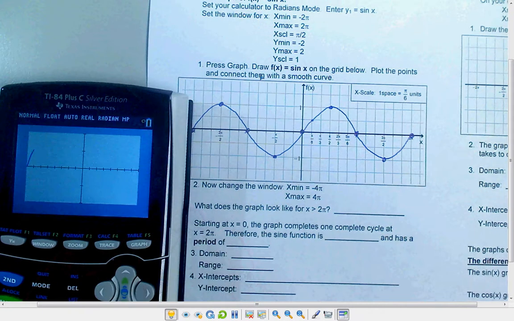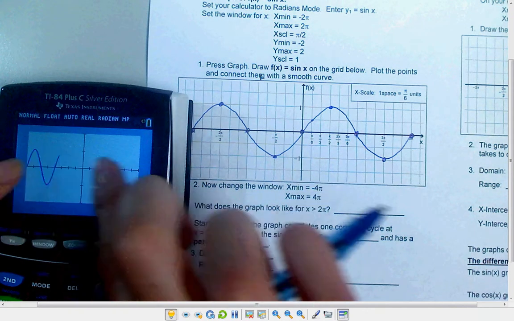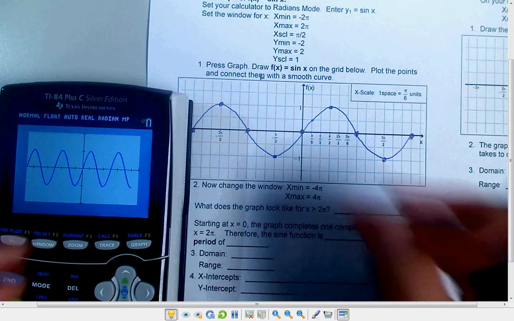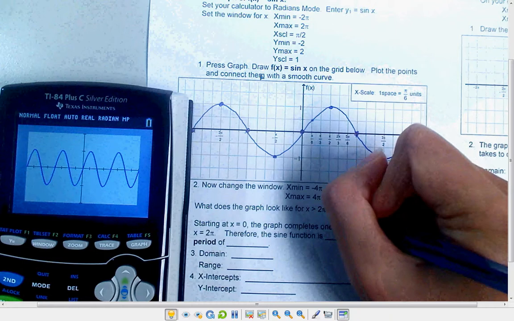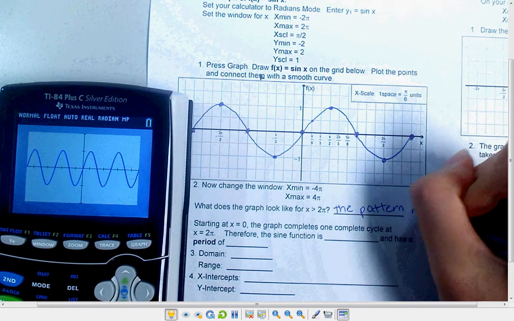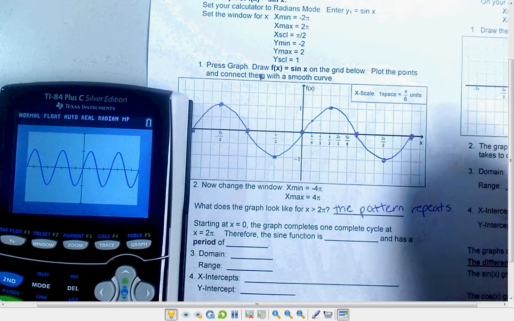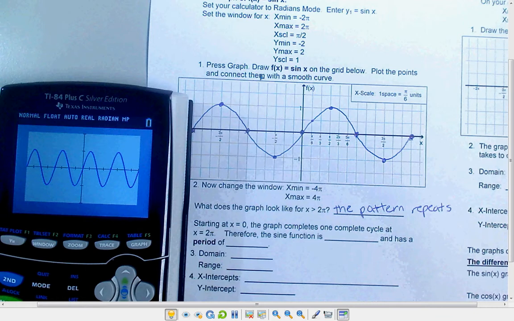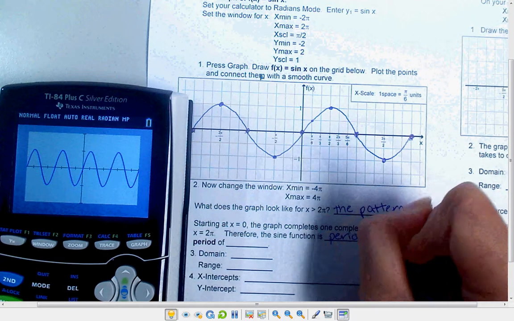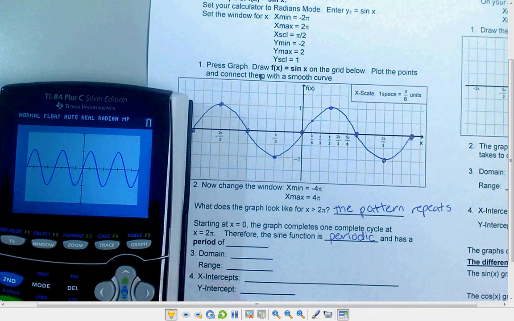So when I press graph, now we've seen a little bit more what's on the left and on the right, and as you notice, it's the same thing. What does the graph look like when you move beyond 2 pi? The pattern just repeats itself. If the same pattern is repeating itself over and over again, that means that this is a periodic function. And one period is the part of the graph that keeps on repeating.